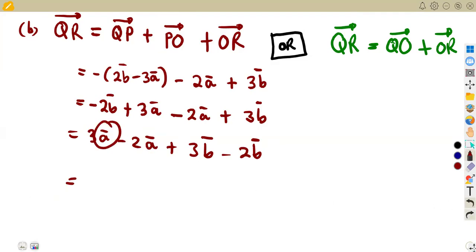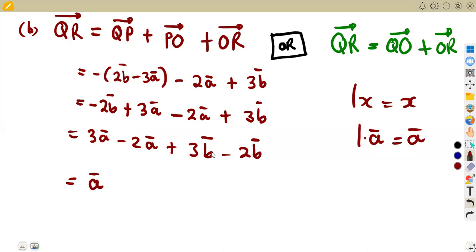So that's 3 minus 2. 3 minus 2, what are you going to obtain? That's 1 vector A. But 1 vector A, guys, is just the same as what? 1x, it's x. So 1 vector A is just vector A. So this is going to give us vector A.